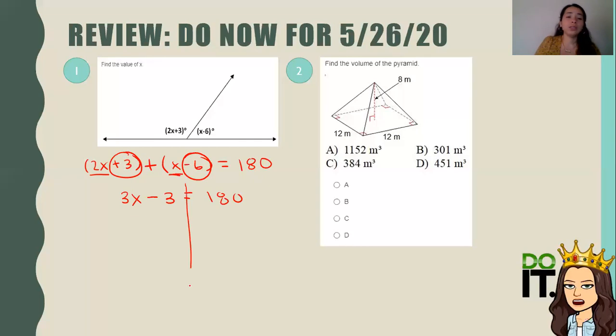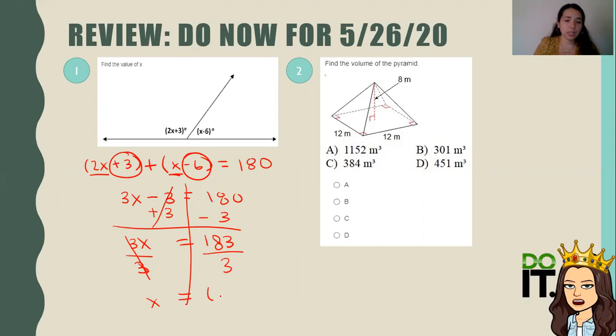Then what I'm going to do is try to get x by itself. The first thing I can get rid of is the minus 3, so I add 3 to each side. That leaves me with that. Then I want to get x by itself, so I divide by 3. I take my calculator and go 183 divided by 3, and that's going to be equal to 61. That's your answer for that.